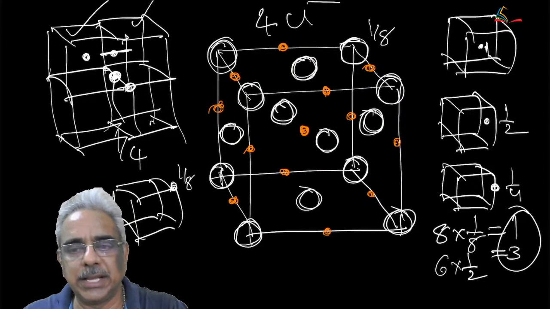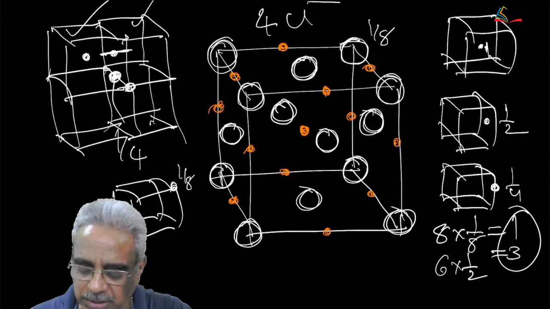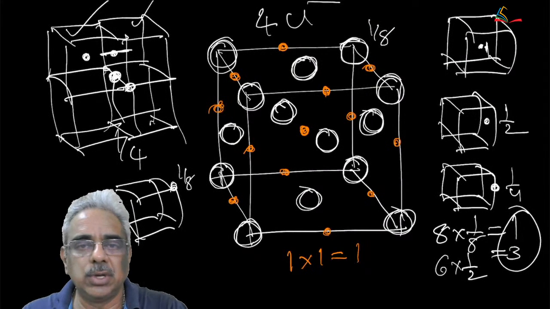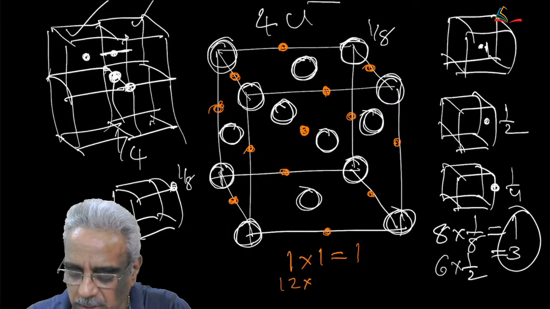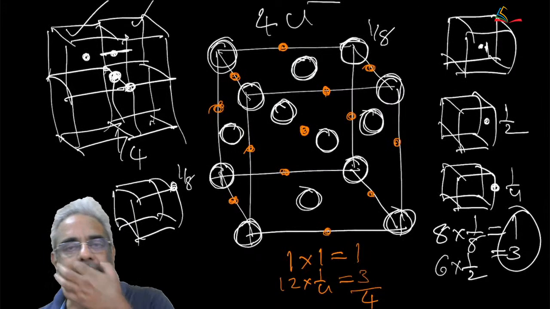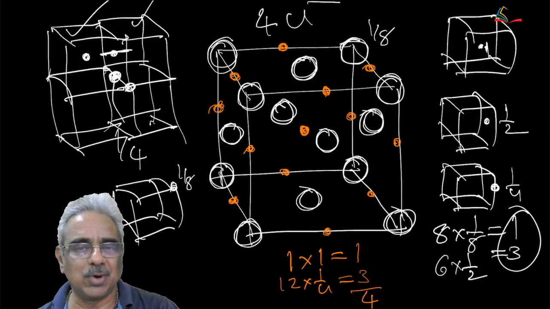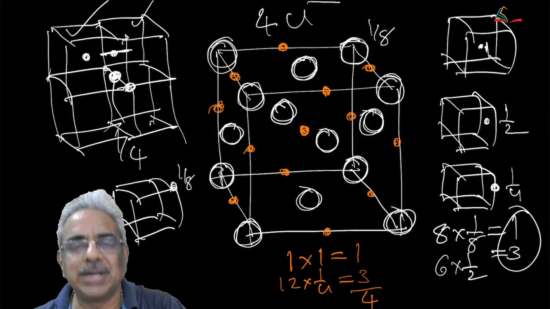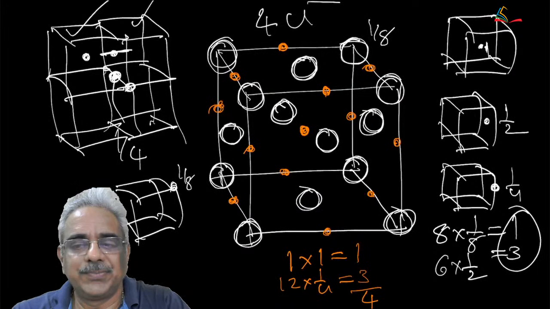How many sodiums are there? At the body there is 1 sodium, so 1 into 1 is 1. At each edge you have 1 sodium. There are 12 edges. So 12 into 1/4 will give me 3. So totally 4. So there are 4 sodiums and 4 chlorides. 1 sodium chloride unit cell consists of 4 sodiums and 4 chlorides. That's the beauty of the analysis of crystal lattices.